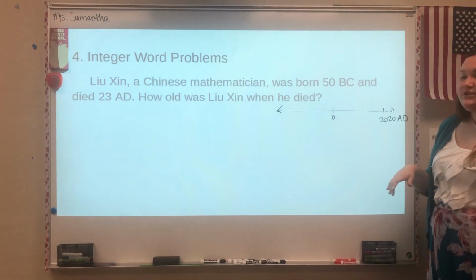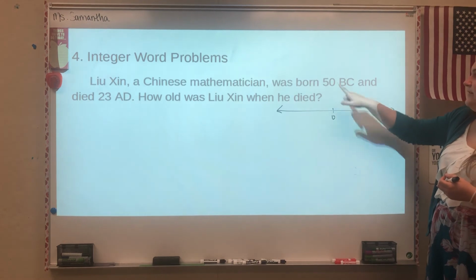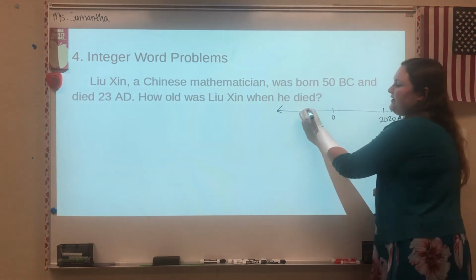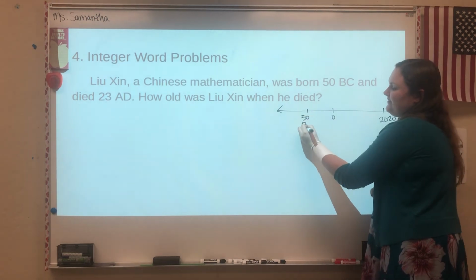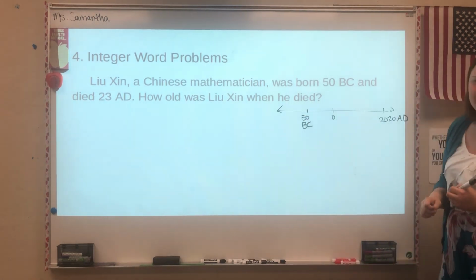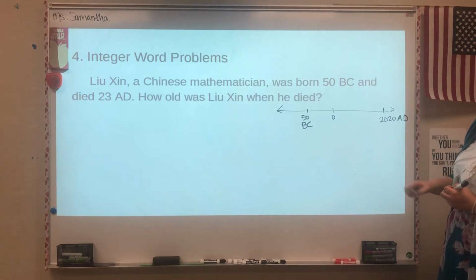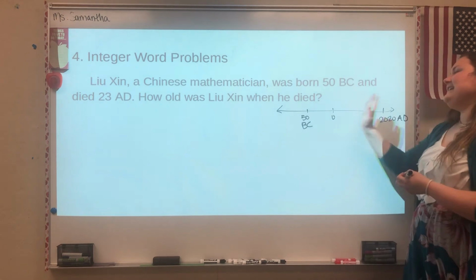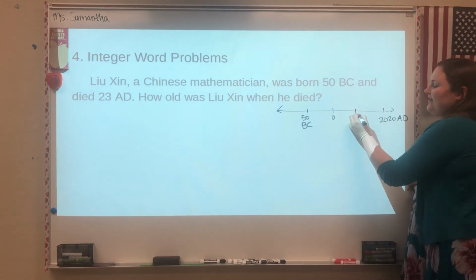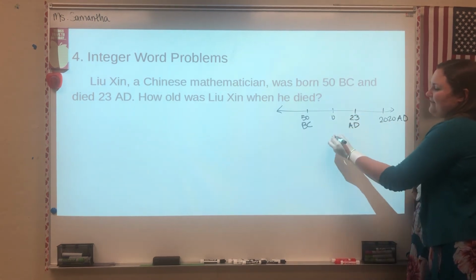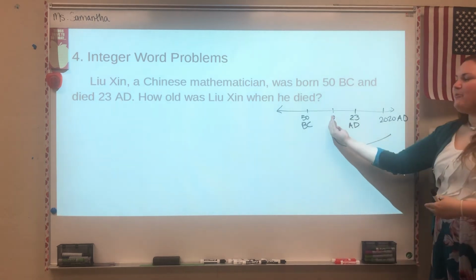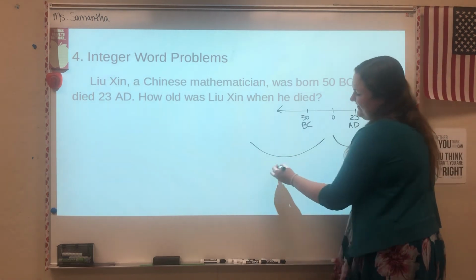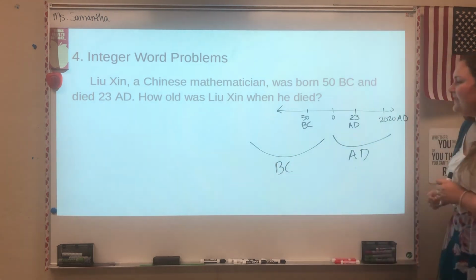So when we're talking about Lucian, he was born 50 BC. That is before this point in time, so that would be over here. He was born 50 BC. I may be writing this too tiny for you to see, and if I am, I'm sorry. 50 BC, and he died 23 AD, so that would be on this side here. Everything from that point in time to the present we call AD, and everything before it is BC.